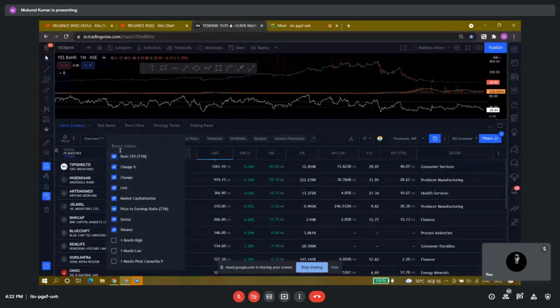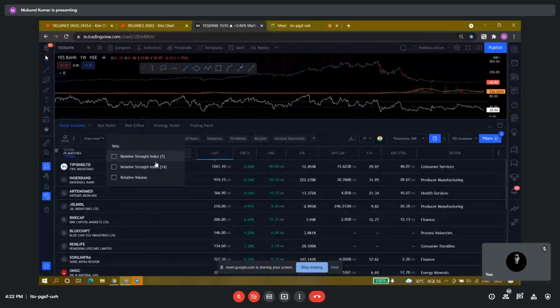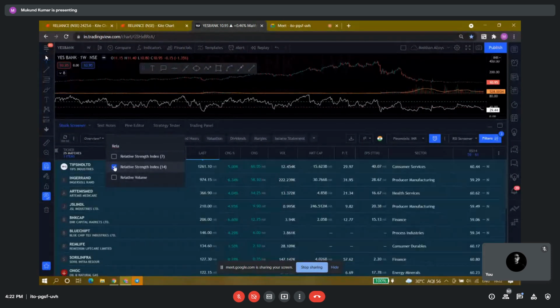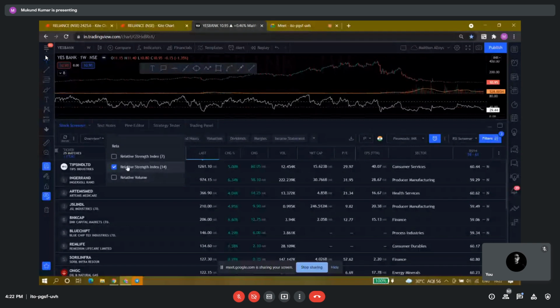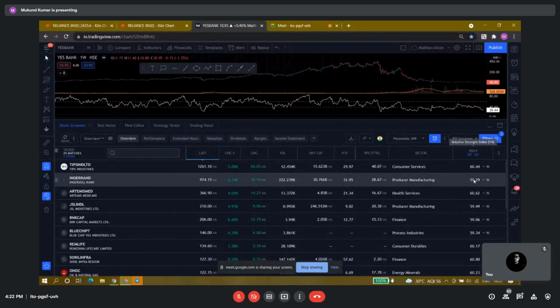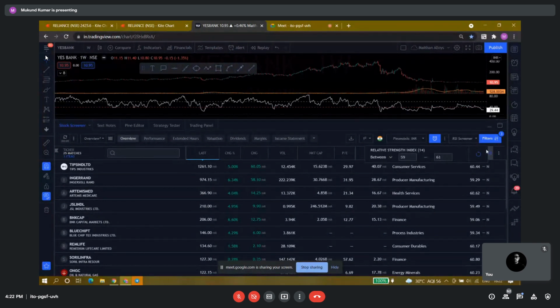The one thing that you need is this RSI. So you have to click on this relative strength index. Once you click it, relative strength index 14, you can see that this RSI is being shown here. Okay, can you see this? This RSI has come, relative strength index 14 is here. Now you will click here. Can you see this sign? Are you seeing it?